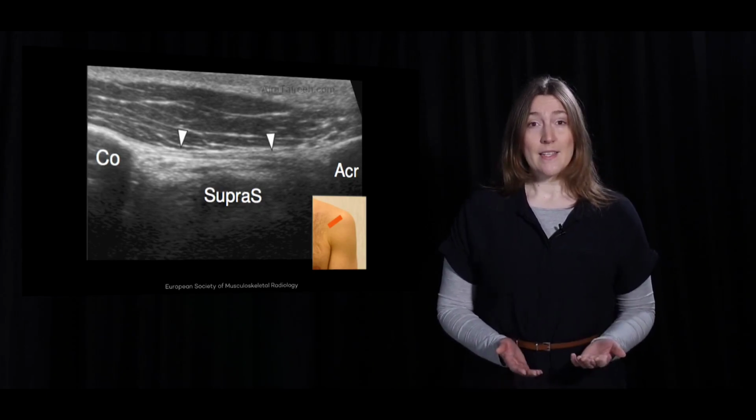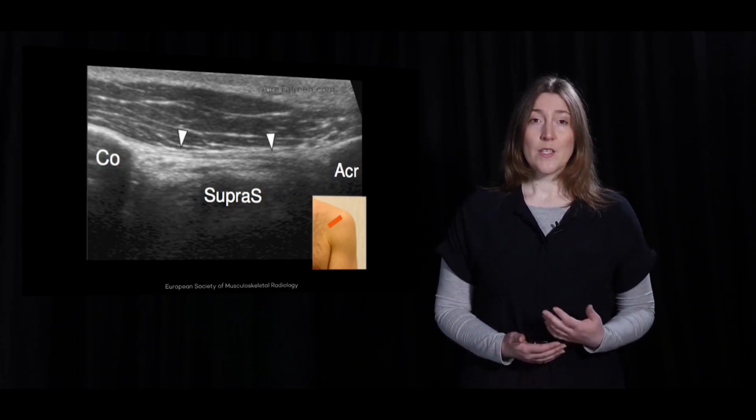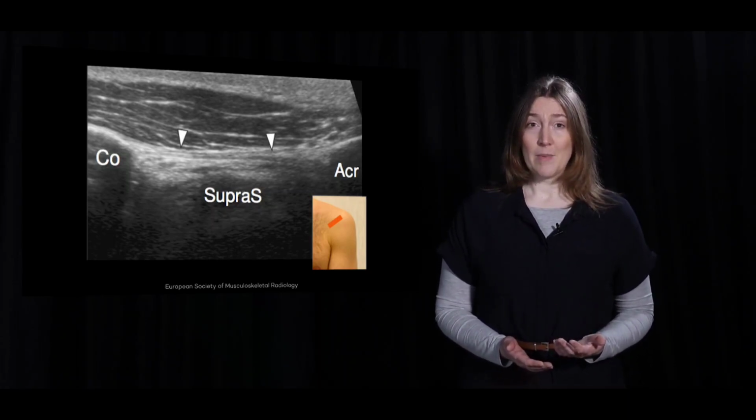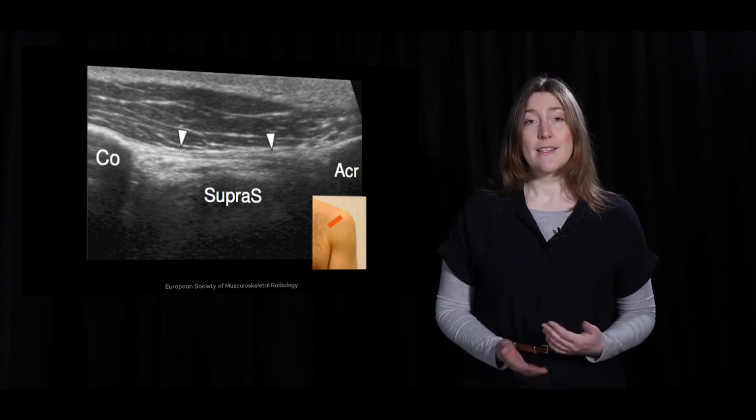Ligaments are, in most cases, thinner than tendons and therefore harder to scan. To optimise visualisation of as many ligament fibres as possible, it's wise to scan them longitudinal, long axis, instead of transverse.